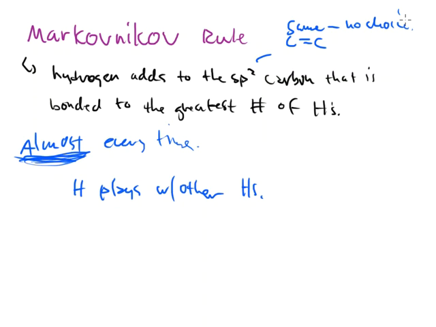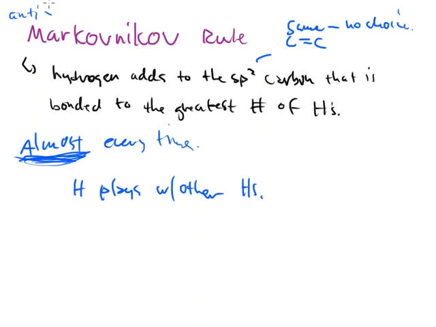And we call that anti-Markovnikov. Anti-Markovnikov means the hydrogens don't play with other hydrogens. We get a little fluke. That hydrogen comes in and says, ew, I don't want anything to do with those hydrogens, and it goes on to the other carbon instead. That is anti-Markovnikov, or anti-Marky-Mark.